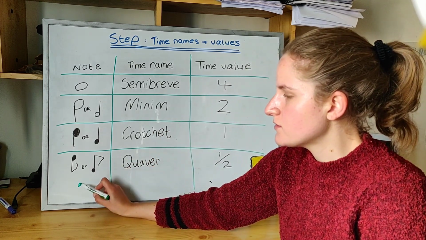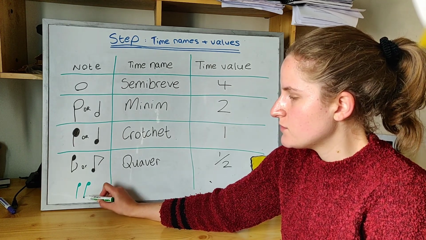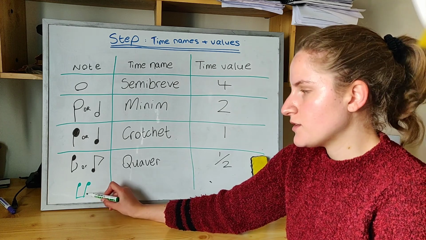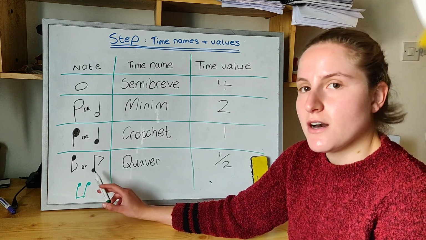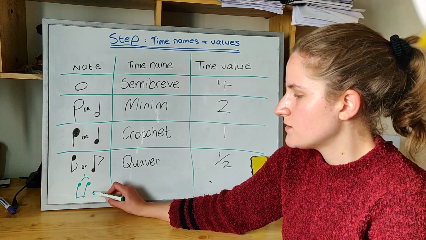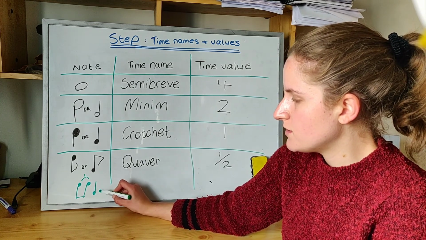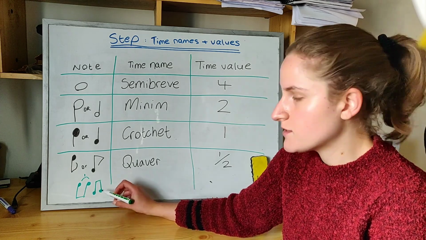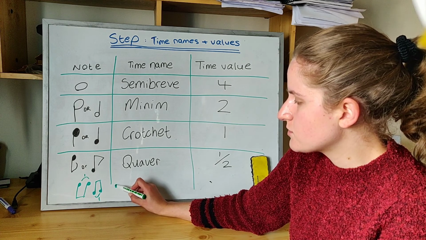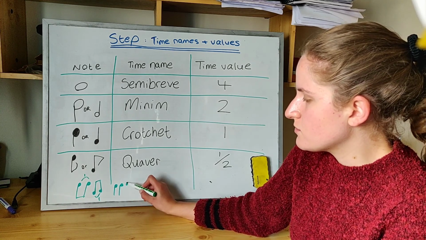And quavers can also be joined together with one line like this. This is a Quaver and that's a Quaver. A Quaver is half, so half and half makes 1. The stems can also be in the other direction, depends where they are on the stave, and they also make 1. Quavers can also be joined more than 2 at a time.